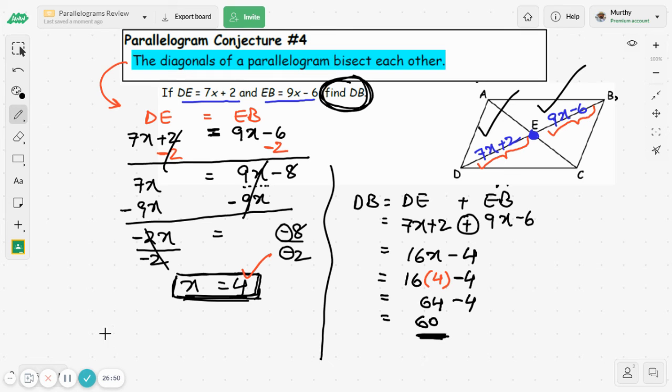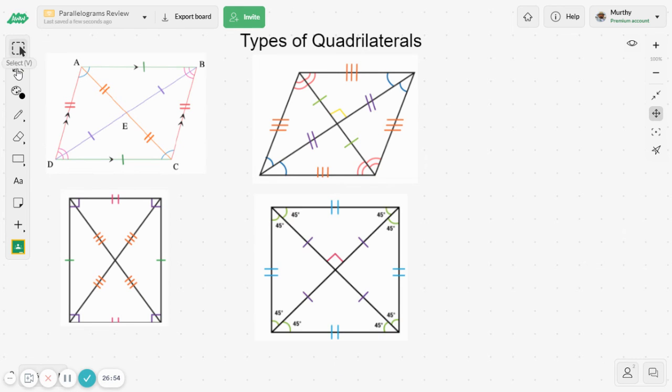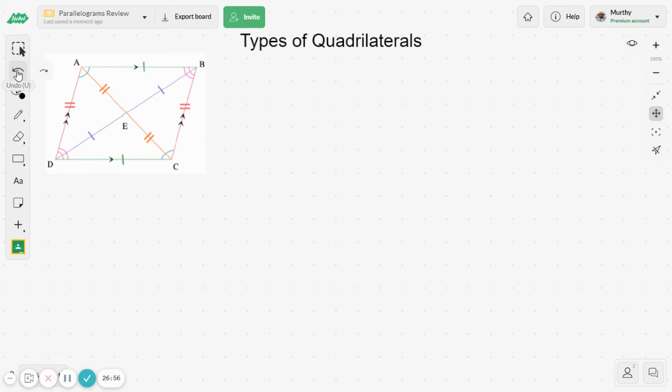Okay, let's go to the next question really quick. Let me take the types of quadrilaterals. First of all, a parallelogram. In a parallelogram, opposite sides are equal, opposite sides are parallel, and the four corners are not equal, but the sum of consecutive angles is 180, opposite angles are equal, and diagonals bisect each other.